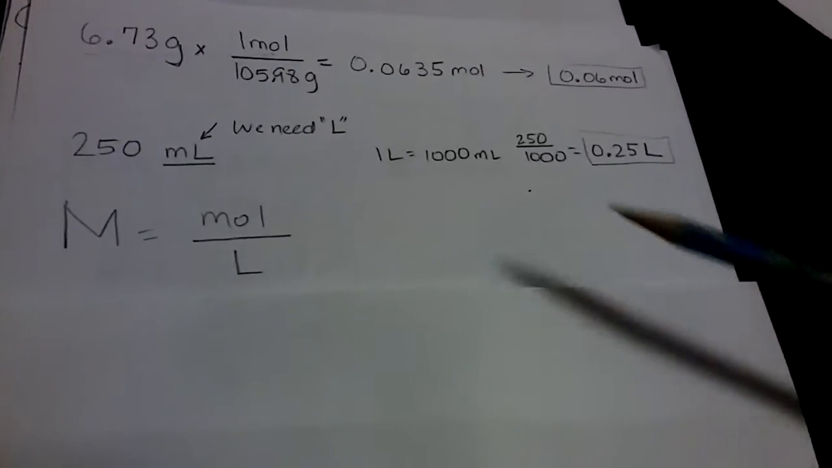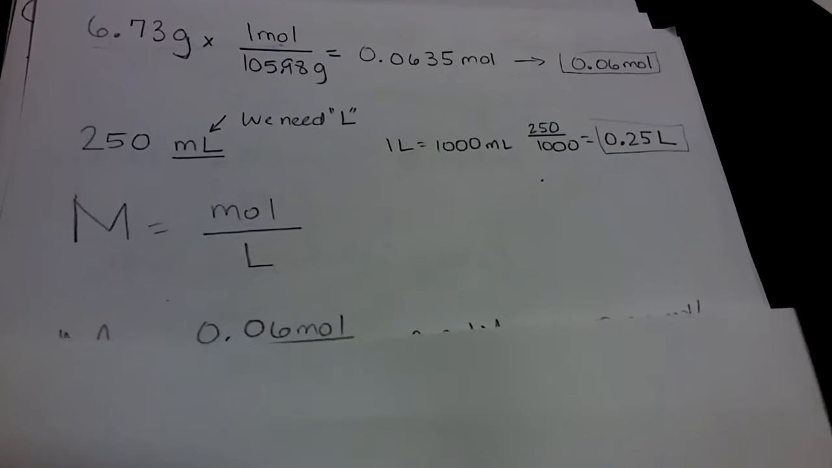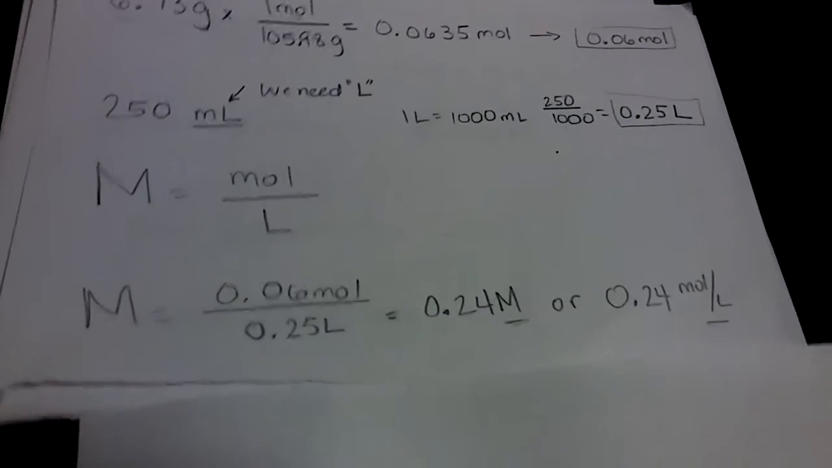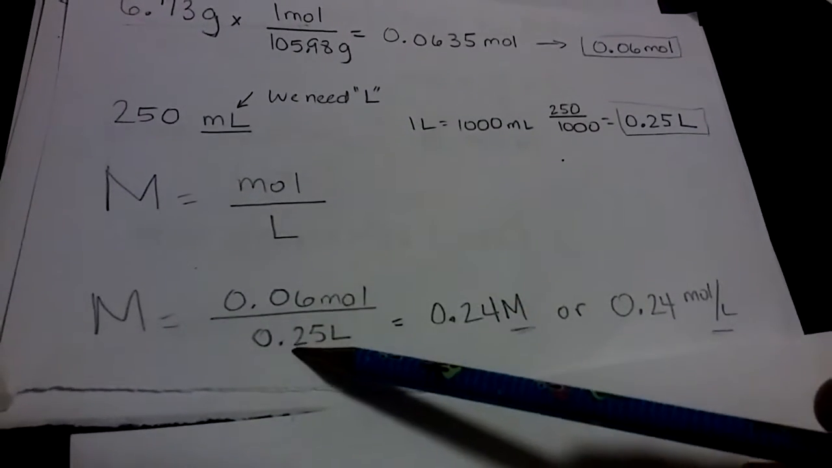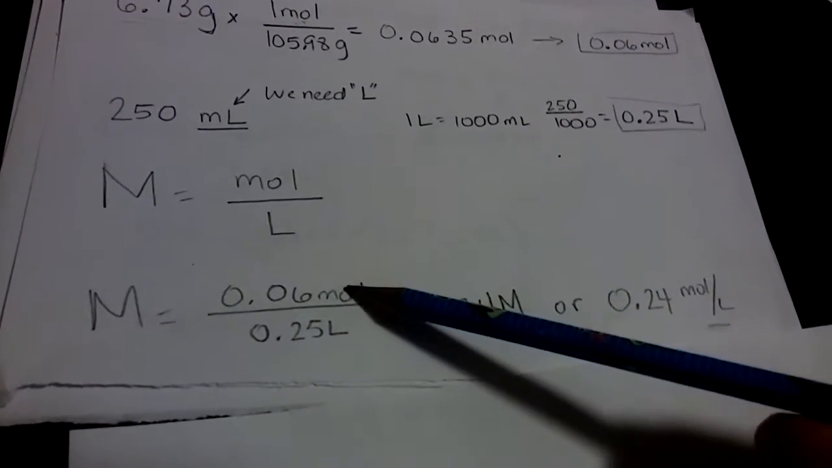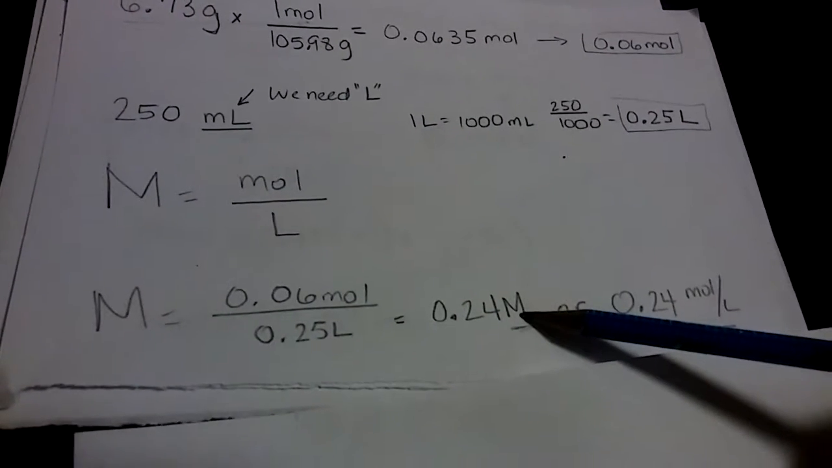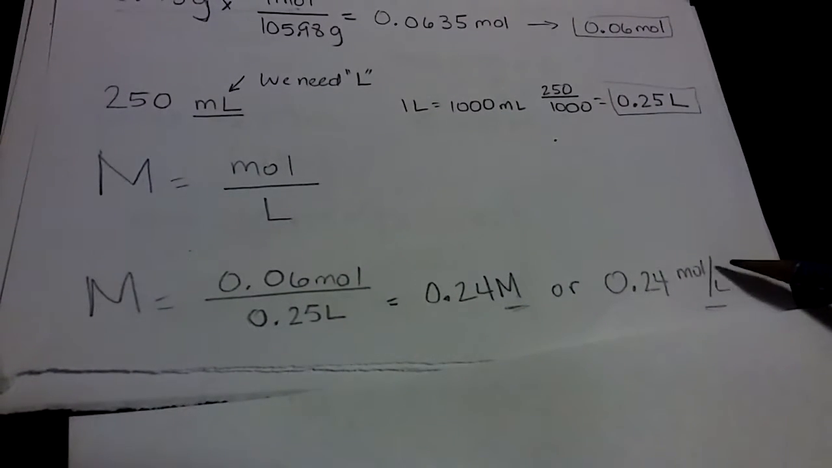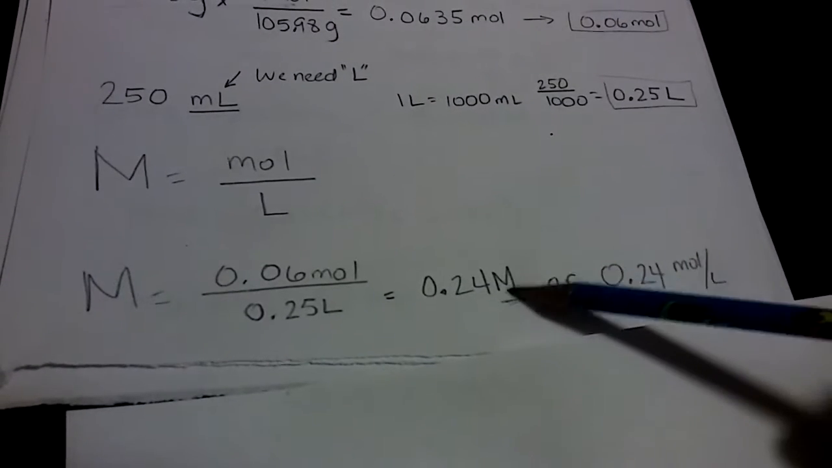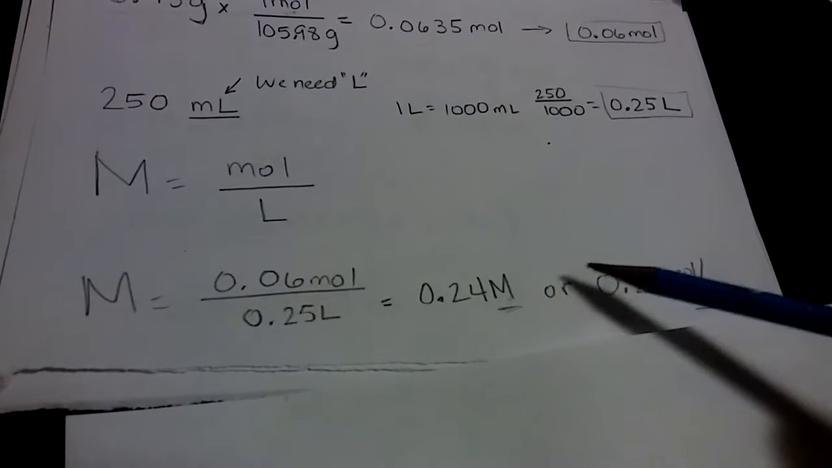At this point, we're ready to go. We've got our moles, there it is, and we've got our liters, there they are. You plug them into the formula. You put 0.06 moles divided by 0.25 liters. You divide the top by the bottom, and you get 0.24. This is concentration, molarity, but you can also put 0.24 moles per liter, because technically this is the same as this. It's just however you choose to express it. And that would be the answer for number 1.